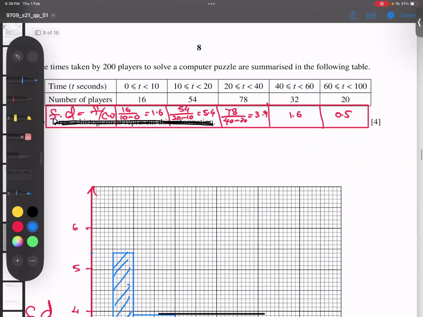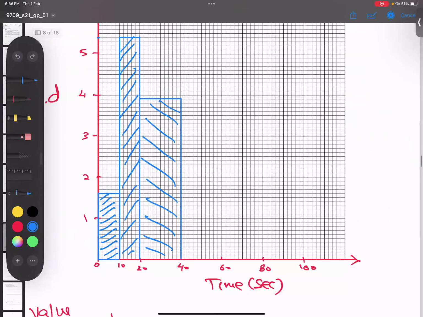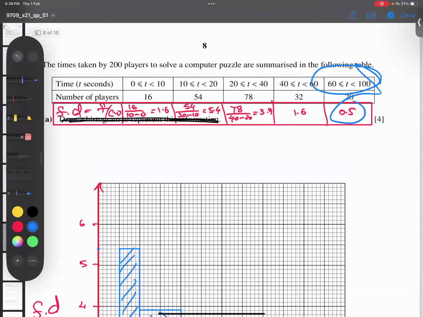Next one is 40 to 60. Height is 1.6. 40 to 60, 1.6. One minute, let me check. What I'm thinking is same or different. One minute, please. Yeah, I think it's clear. This is okay. And the last one, 60 to 100.